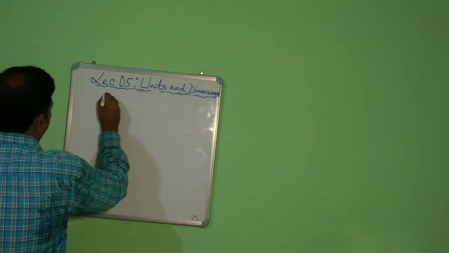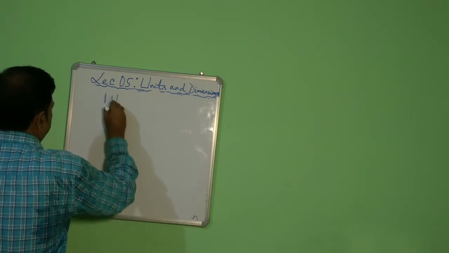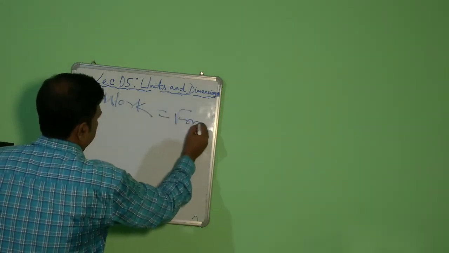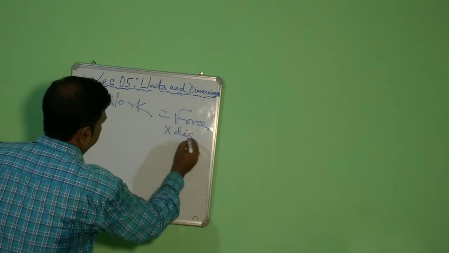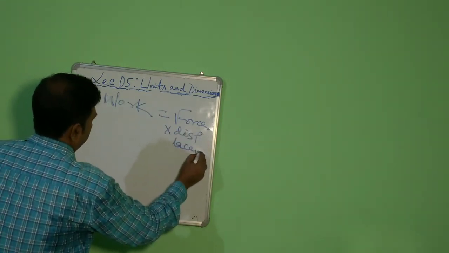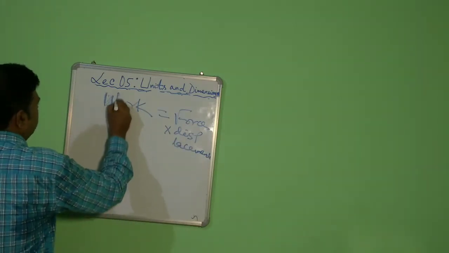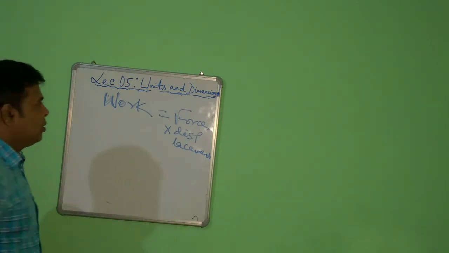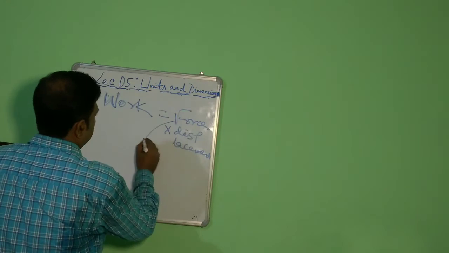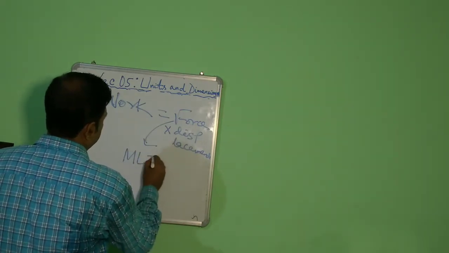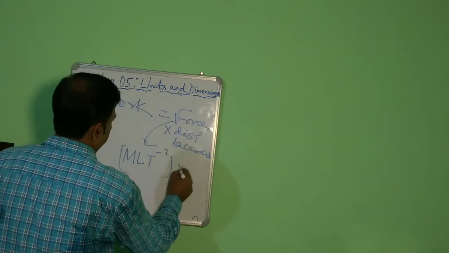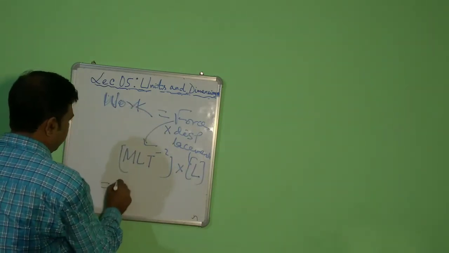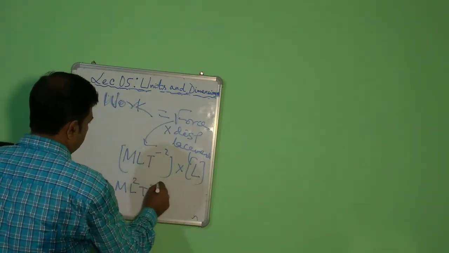Suppose you see work. Work is equal to force into displacement. Another physical quantity is work. Work is equal to force into displacement. So the dimension of force is M L T to the power minus 2, and the dimension of displacement is L. So the dimensions of work become M L2 T to the power minus 2.